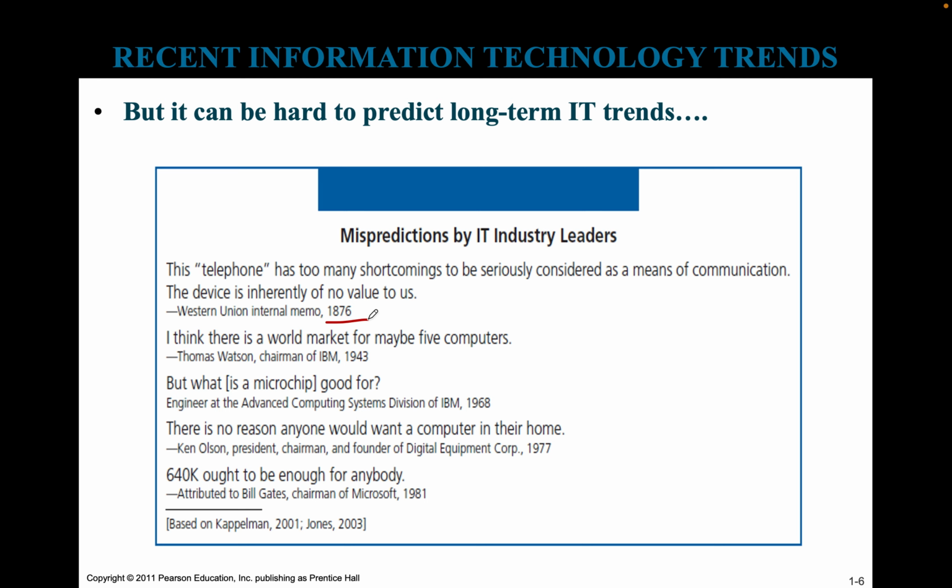We have more than 2 to 3 billion computers in the hands of people. Now let's look at another one that has gone wrong: what is a microchip good for? This was said by an engineer at the Advanced Computing Systems Division of IBM in 1968. The microchip today has revolutionized electronic circuitry. They felt this microchip that was developed was good for nothing. But today that is not true.